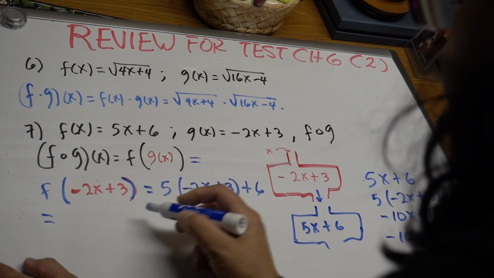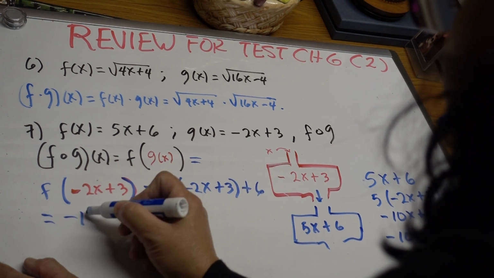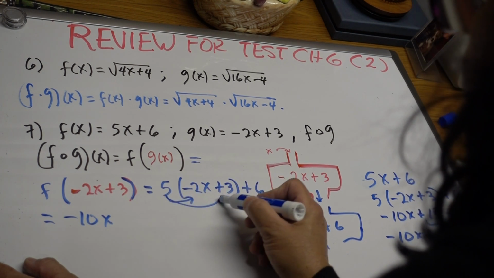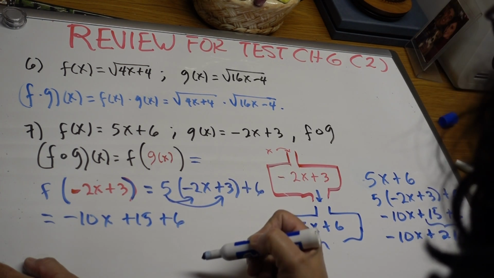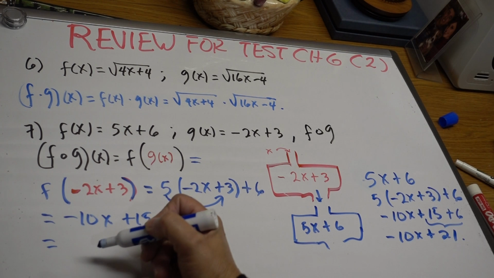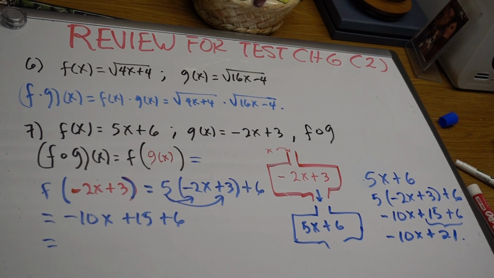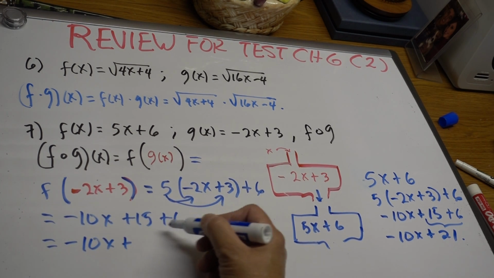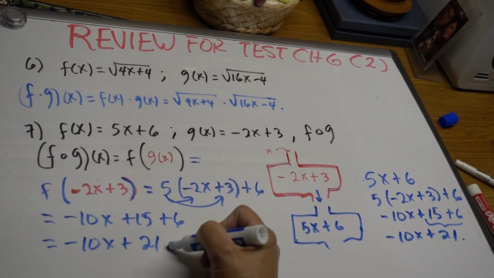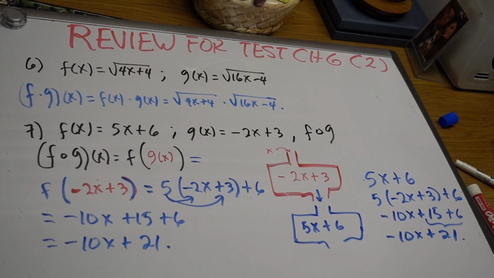Now we continue. 5 times negative 2 is negative 10x, and 5 times 3 is 15. Bring down plus 6. This is equal to negative 10x plus 15 plus 6 is 21. And that's the answer.